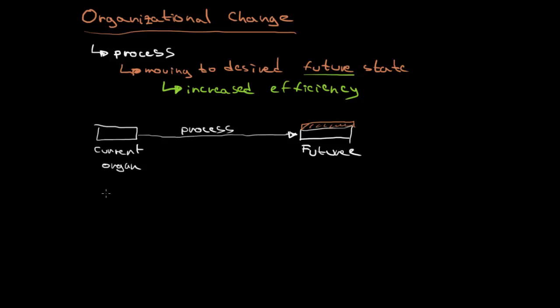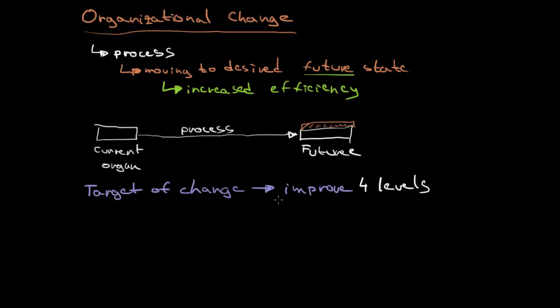And now the target of change. What can be the target? Well, we have told ourselves that we want to improve the effectiveness. So to improve something, improve. And we are going to improve at four levels. So four levels of this improvement process, thanks to which we want to increase our efficiency. So the first level we call the human resources.